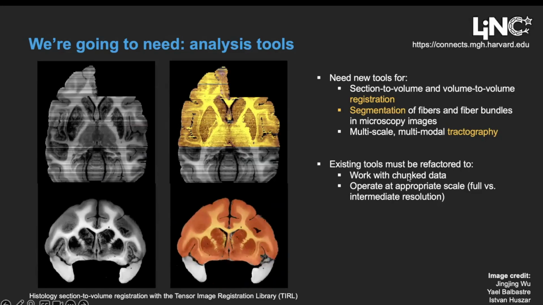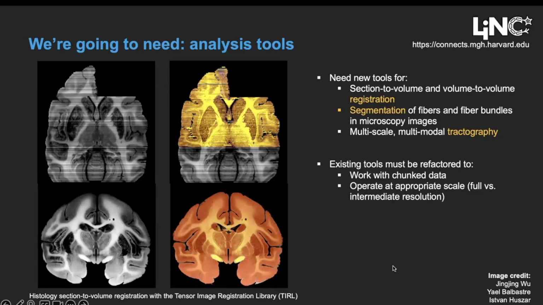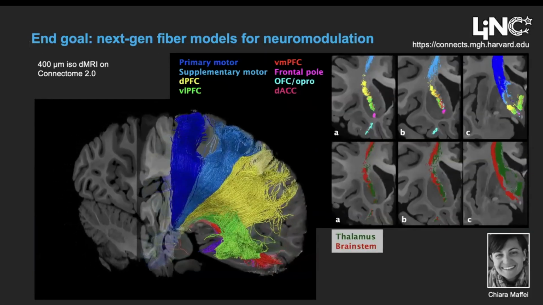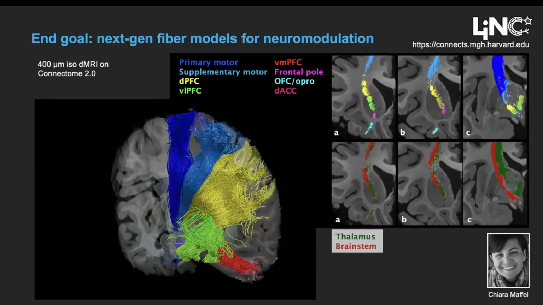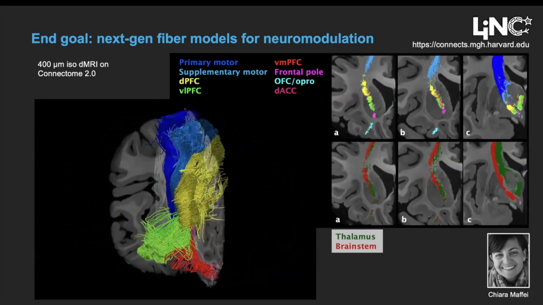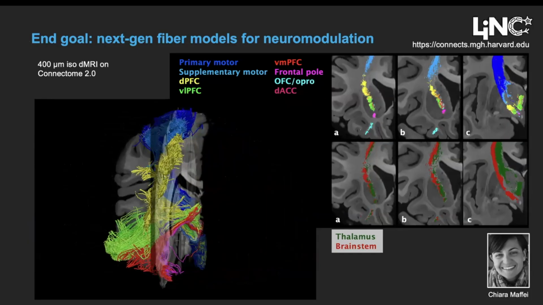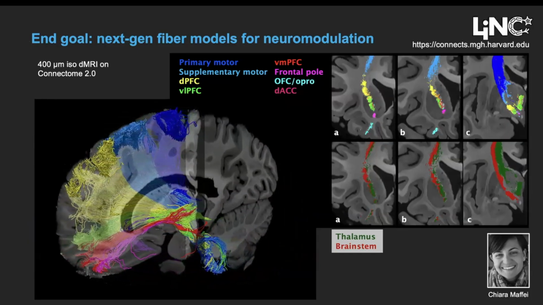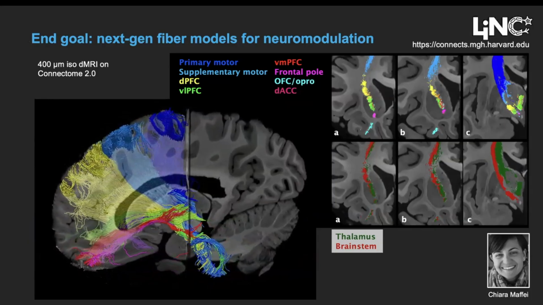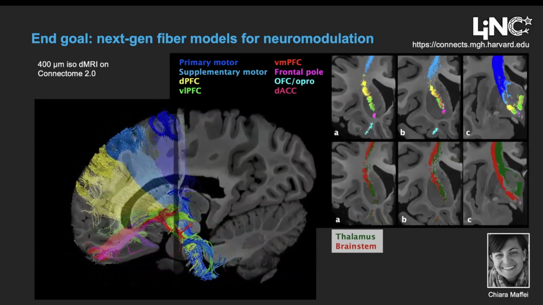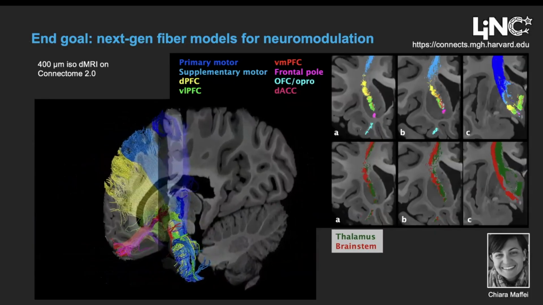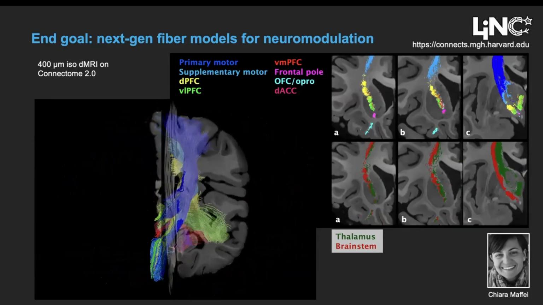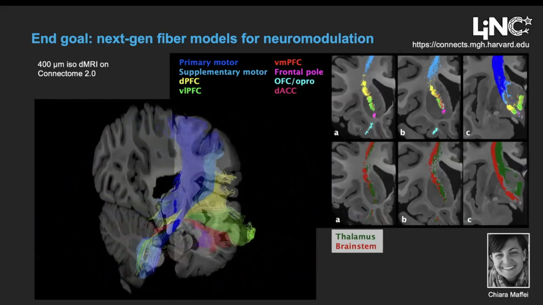And I'm happy to hear ideas and questions about these things. Just to bring us back to why we're doing this in the first place. So the end goal is to develop the next generation of fiber models for neuromodulation and to develop the interfaces to be able to share these in a way that they're easy to use by clinicians, as well as by the neuroscientists that are interested in simulating and better understanding the effects of deep brain stimulation.